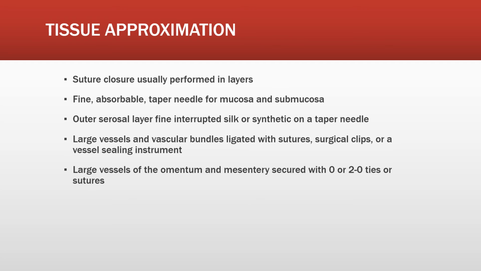Okay, large vessels and vascular bundles are ligated with either sutures, clips, or a sealing instrument. And large vessels of the omentum and that mesentery that we've talked about can be secured with either 0 or 2-0 ties or sutures. The difference between those two being, remember, our ties are going to have no needle on them, whereas our sutures do.